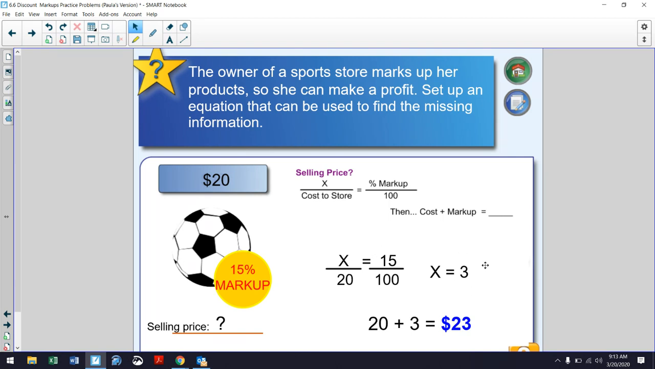Remember, when we get our answer, though, this is how much she's going to make in profit. So we have to add it to the original price and get $23 total. When we were finding a discount, what we got here would be how much we weren't paying, like how much less we were paying for an item. This is how much more we're paying for an item compared to what it costs the store. So she's going to make $3 on every soccer ball she sells, but the selling price then would be $23.